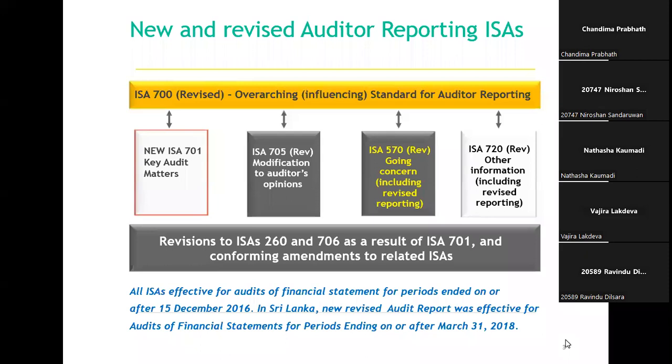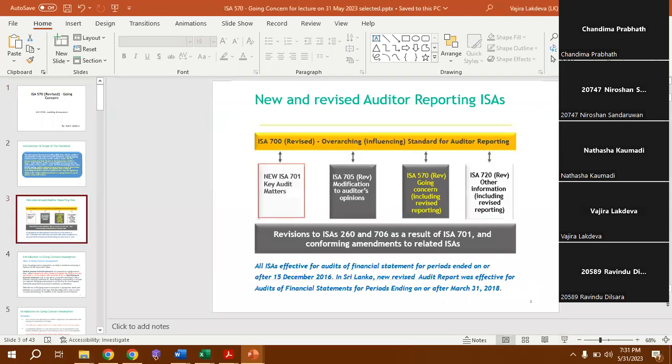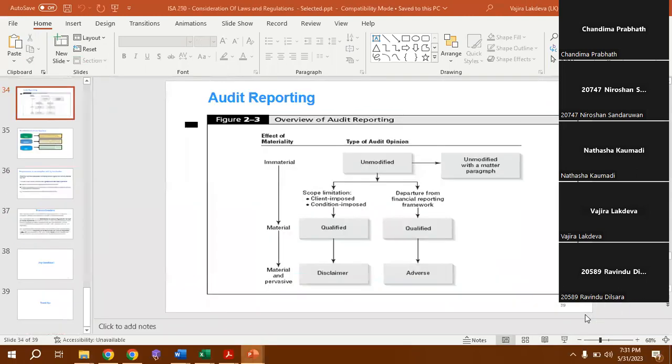Can you remember? The modification could arise due to two reasons. One is scope limitations. The other is when the financial statements are materially misstated. And then depending on the materiality, if the effect is material and pervasive, or material but not pervasive, we issue 4 types of audit opinion. So I'll just show you that. This one, can you remember?